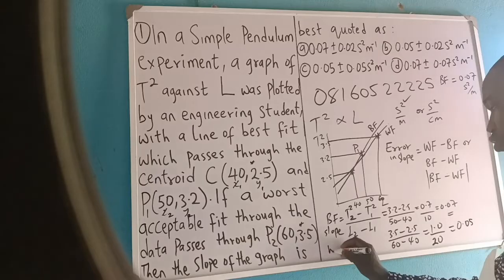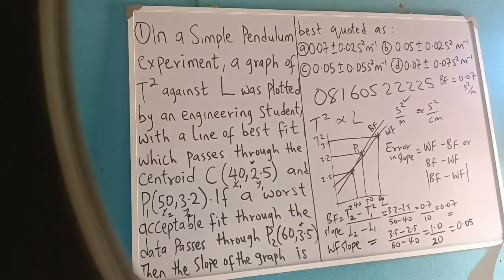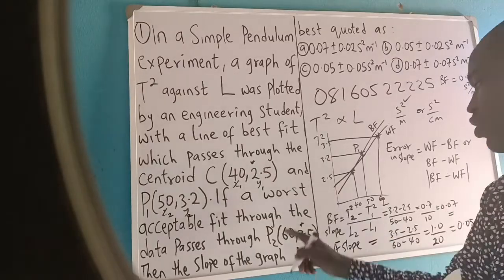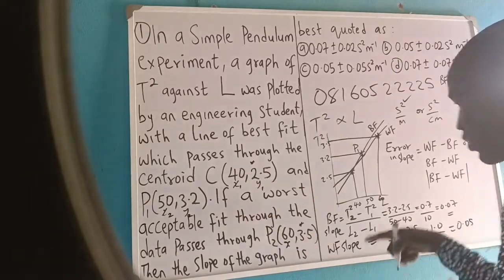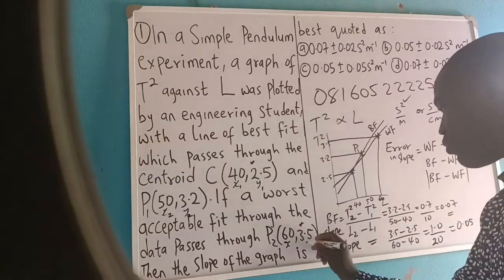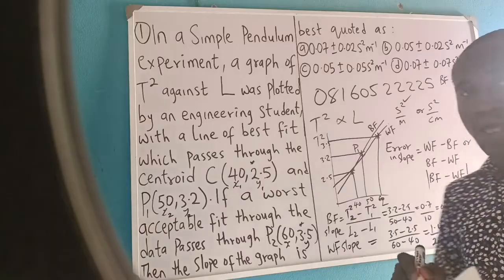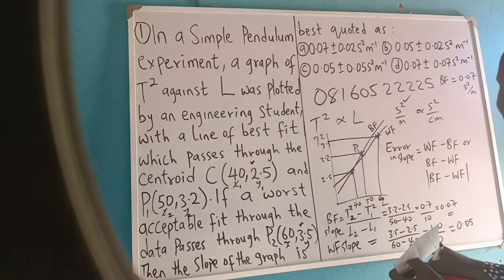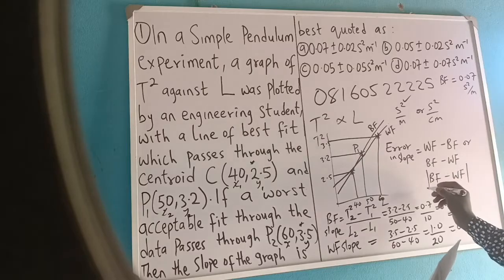This is our what? Worst fit what? Slope equals this minus this all over this minus this. The first one is always the horizontal one, and the second one is the vertical one. Please don't interchange it, okay? Don't interchange it.